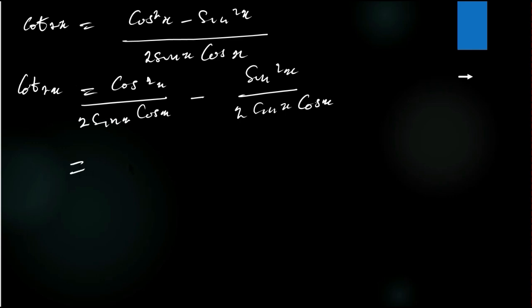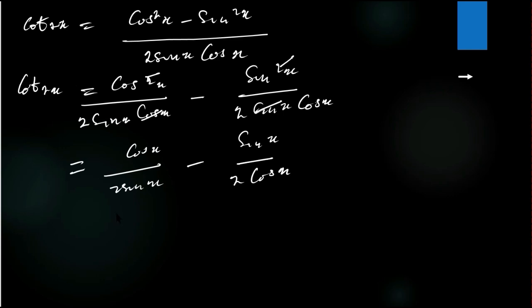So this is the same thing as, if you look at here carefully, I have cos x can cancel one of these, sine x also can cancel one of these. So for cot 2x, I'm left with cos x over 2 sine x minus sine x over 2 cos x. 2 is common, so I can bring out that 2, that is half, into cos x over sine x minus sine x over cos x.